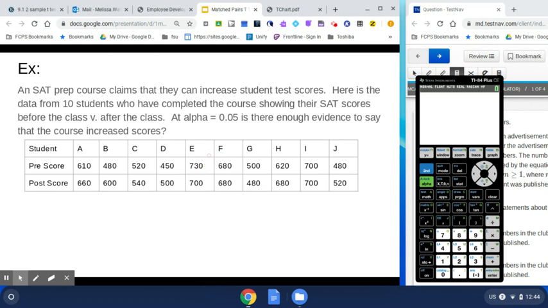Okay, so we're going to go ahead and jump into our first example. An SAT prep course claims that they can increase student test scores. Here's the data from 10 students who have completed the course showing their SAT scores before the class versus after the class. At alpha equal to 0.05, is there enough evidence to say that the course increased scores?